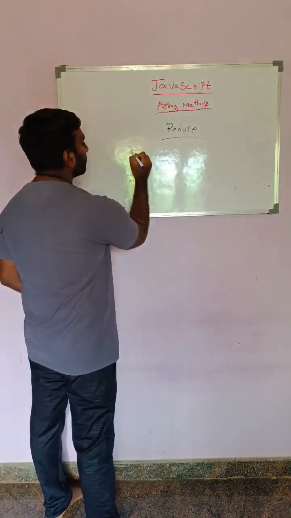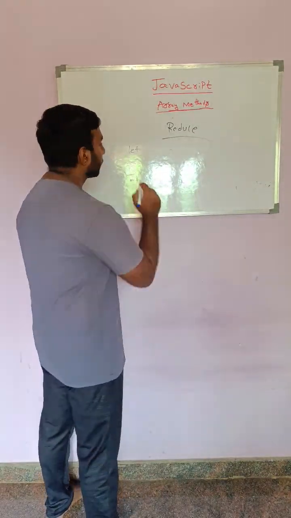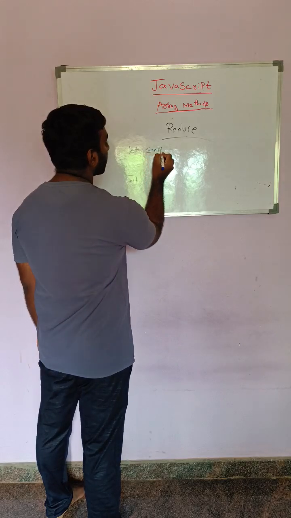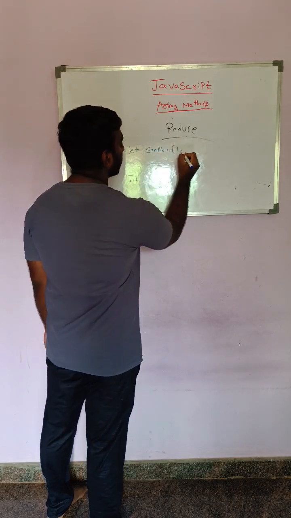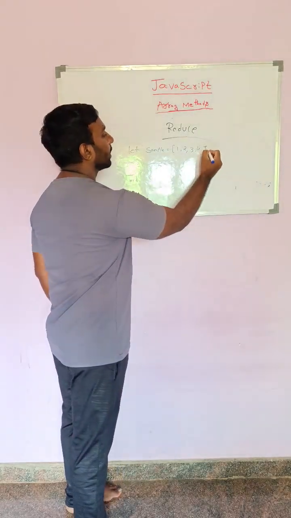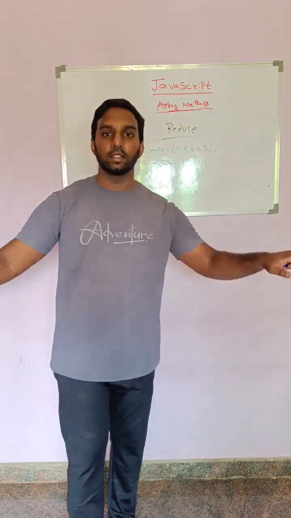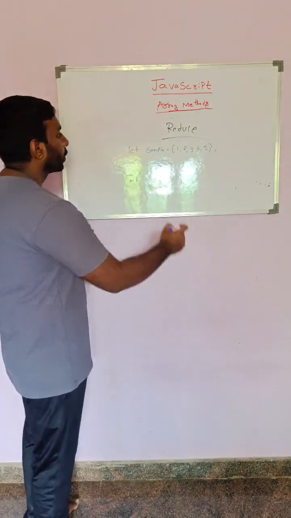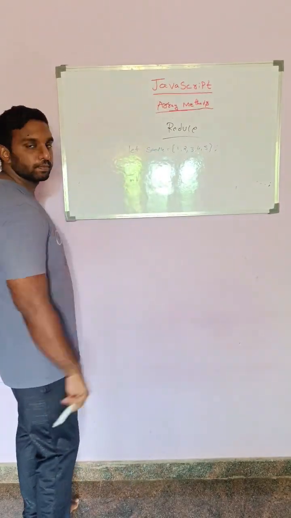So let me declare an array, sample array. Okay, 1, 2, 3, 4, 5. I'm declaring the sample array here. So I want to apply the reduce method for this.